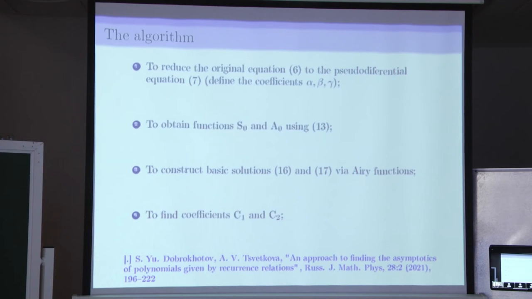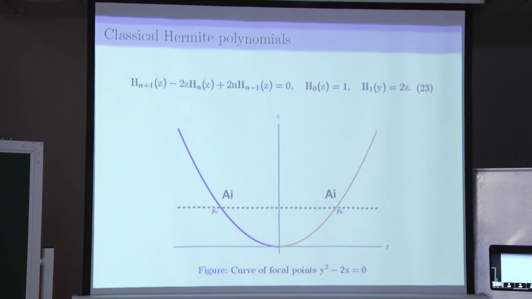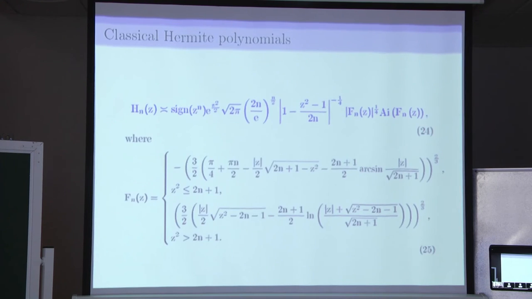I'd like to discuss the multiple orthogonal polynomials, Hermite polynomials. So first of all, let's start from classical Hermite polynomials. For classical Hermite polynomials, we can implement the described algorithm because it is a second order difference equation. And here, the curve of focal points is symmetric. There are two focal points, and the answer in the neighborhood of both focal points contains only Airy function A. So here's the answer for the classical Hermite polynomials.